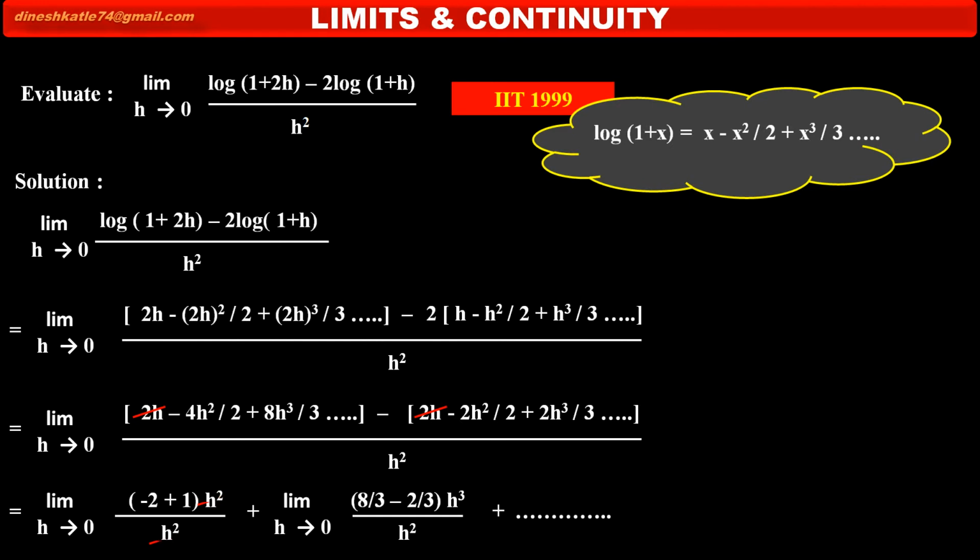So in the first term, h square and h square cancel each other, and the remaining part is the bracket minus 2 plus 1, that is minus 1. Plus, in the second term after dividing by h square, there is also 1 h which is balance, and because of that h the limit becomes 0 for the second term, and similarly for the other next terms also the limits will become 0 because of higher power of h.